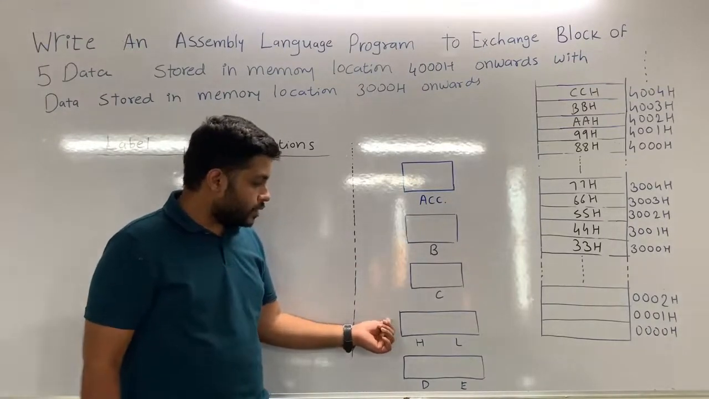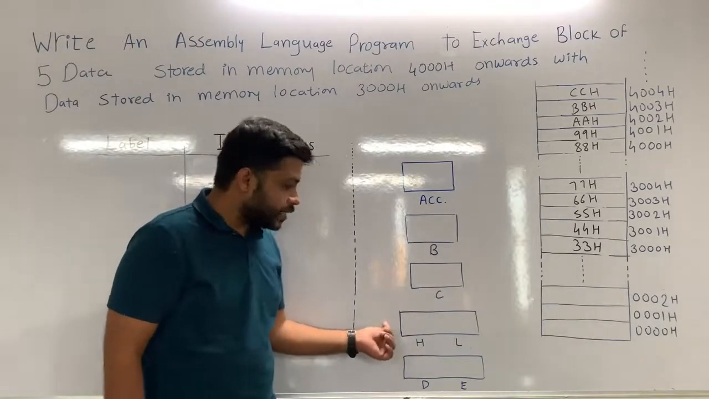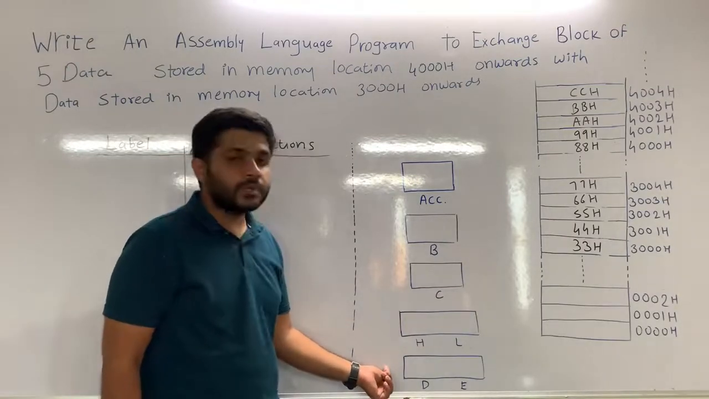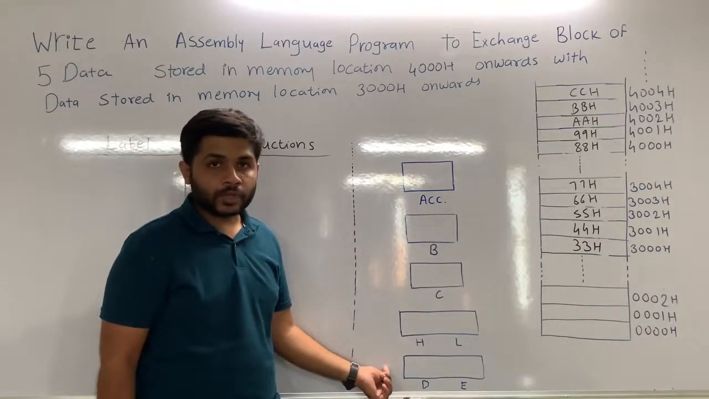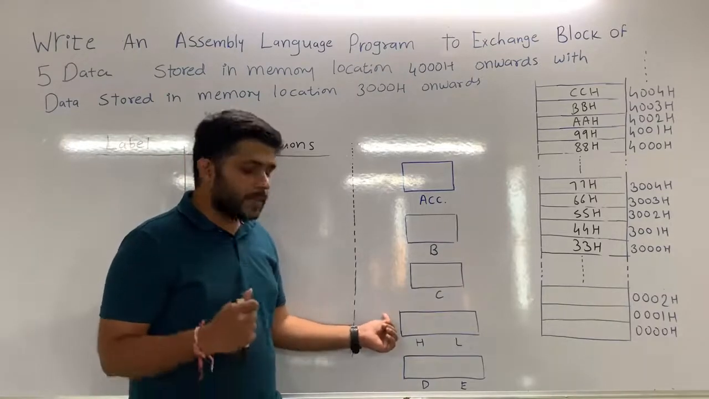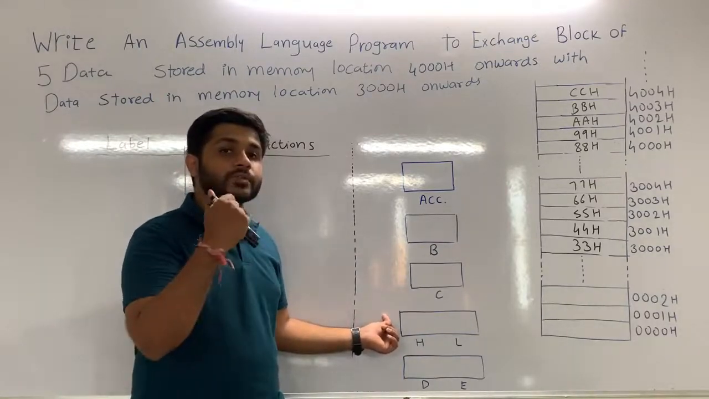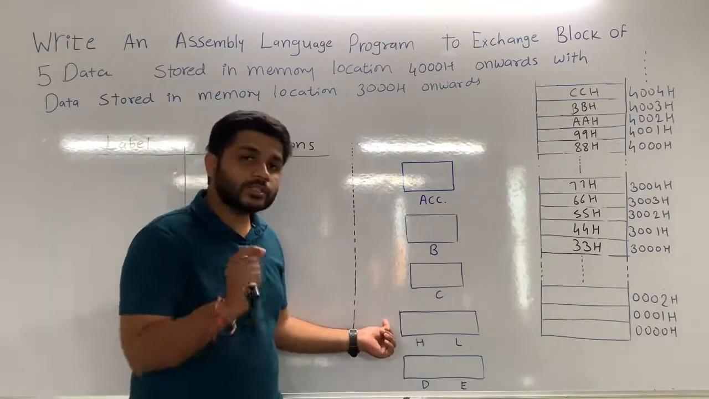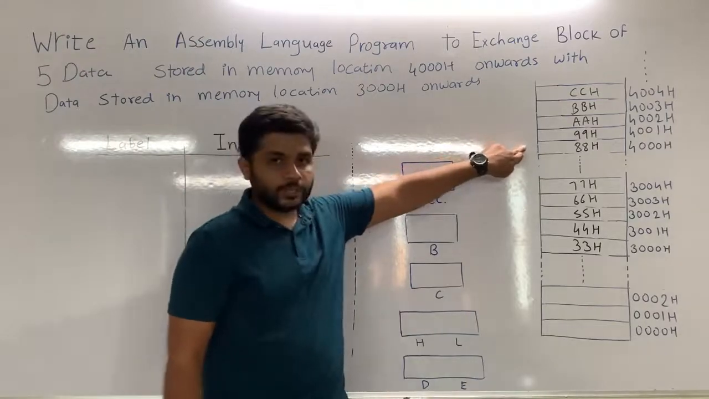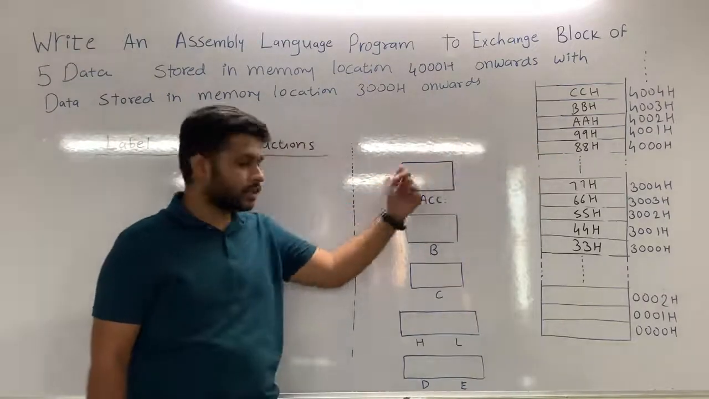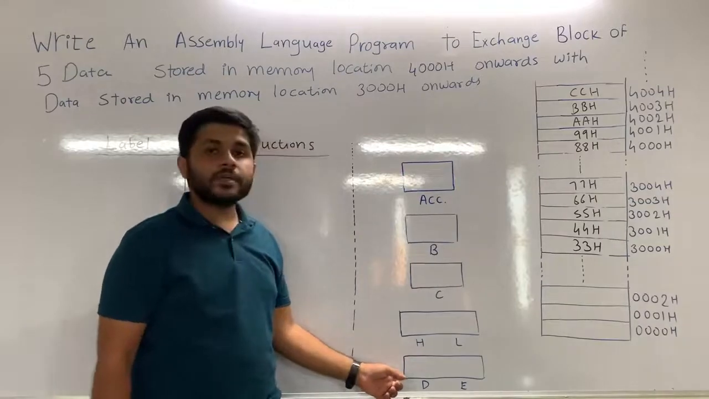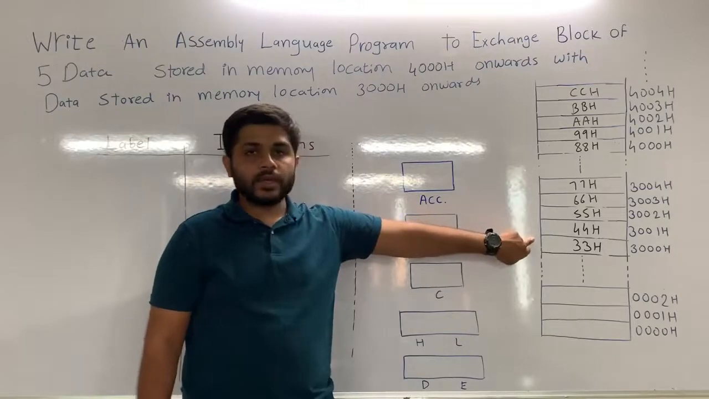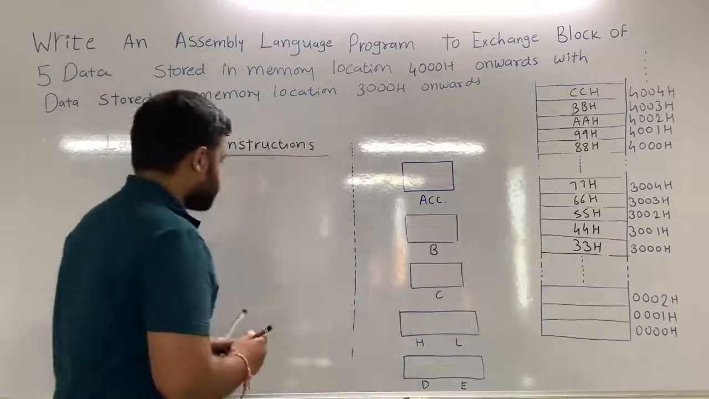After that, we will use the HL and the DE pair. The HL pair will be used as source memory pointer, and the DE pair will be used as destination memory pointer. So what is the source memory pointer? It is a memory location from where we will receive the data. We will initialize the source memory pointer with 4000H, because we will receive the data from the 4000H, and the DE will be considered as destination pointer, and we will initialize the destination pointer with 3000H. Now let's see the program.